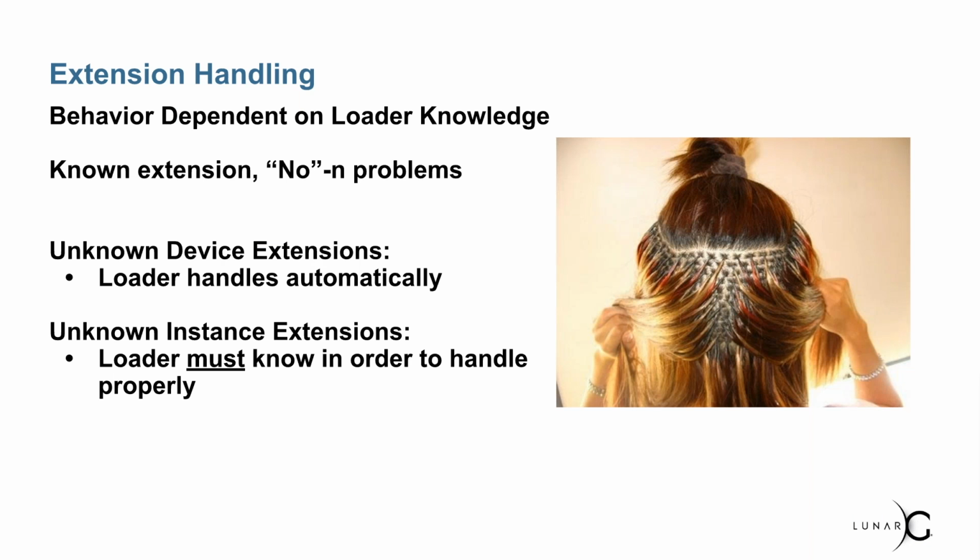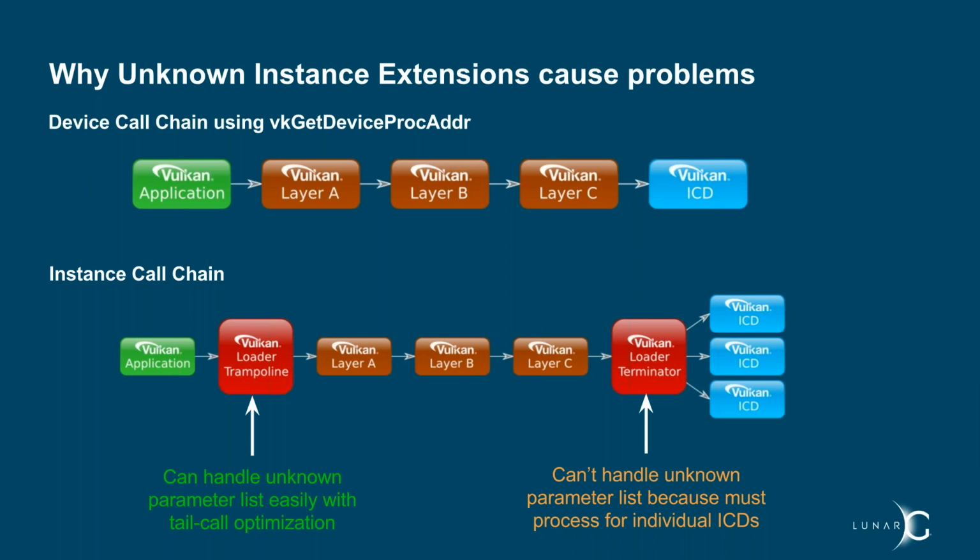So if it's something beyond core or these WSI extensions, how do I do it? Is there going to be any problems with the loader? Well, if the loader knows about an extension, there's no known problems. Okay, yeah, I know, bad pun. On the other hand, if the loader doesn't know about the extension and it's a device extension, that's going to be handled automatically, and I'll show you again why that is. If it's an instance extension, there's going to be problems. In order for you to properly use an instance extension, the loader really has to know about it.